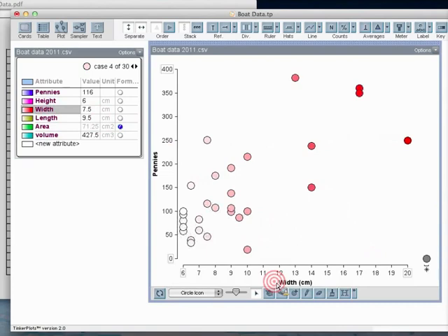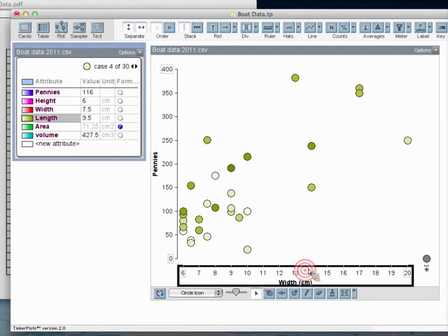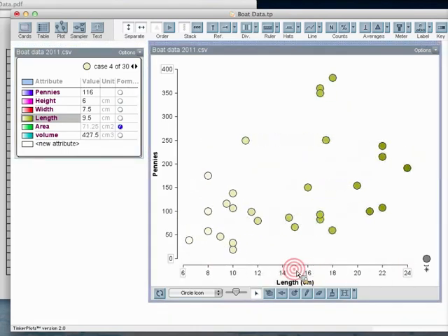There's a big chunk over here, and a lot of them have a lot of different values for pennies, but they have the same width. That doesn't look good. How about if we looked at length? We just dragged each one of these, and the kids told me, I don't think that looks very good either, because we have the same number of pennies for all these different lengths. That doesn't seem very good.